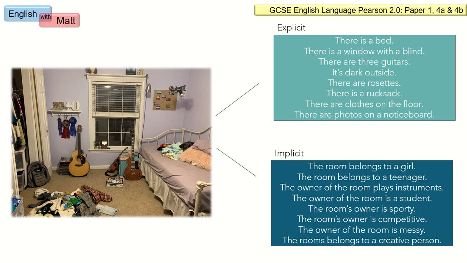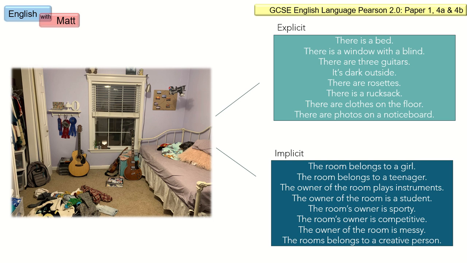There's 3 guitars, so we make the conclusion that the person that owns this room plays instruments and is quite talented musically. We could make the interpretation that this room belongs to a student because that rucksack might be used for taking to college or school with books inside. And if they're a teenager, they'll probably be in some kind of education. We make the conclusion that the room's owner is sporty and competitive because of those rosettes, and we know that you only win a rosette once you've won something, so you have to take part in a competition.